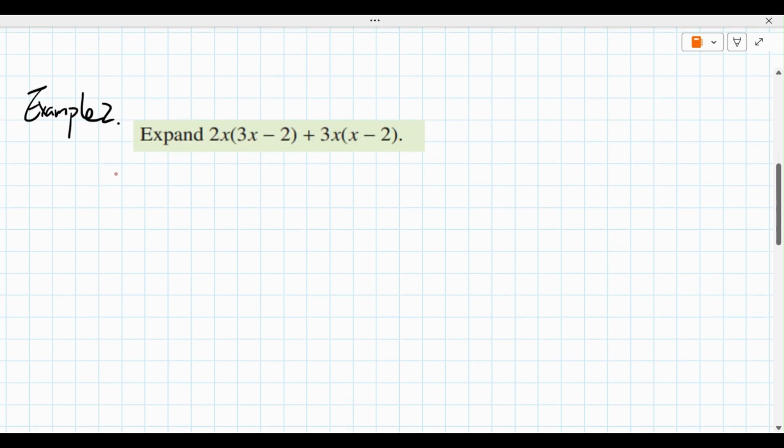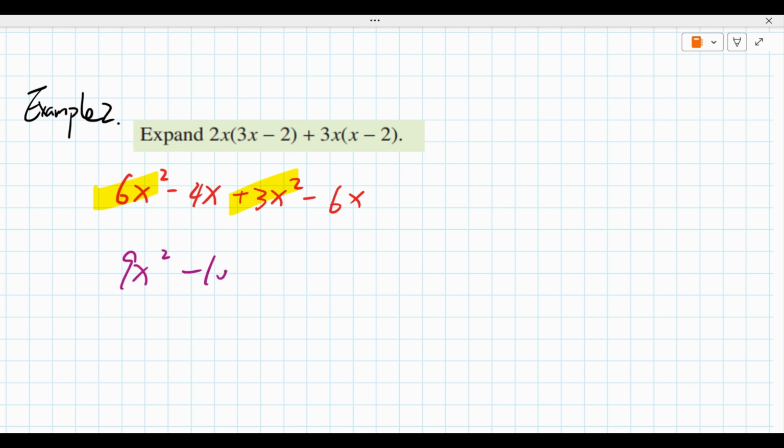Next one, let's try again. So 6x squared, since 2 times 3 is 6. x times x is x squared, so it's 6x squared minus 4x plus 3x squared minus 6x. Once we have these, the like terms are 6x squared plus 3x squared, which is 9x squared, and minus 10x.